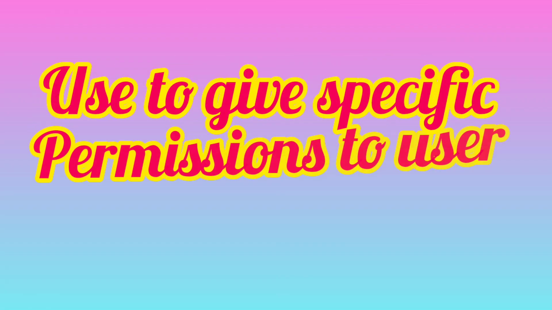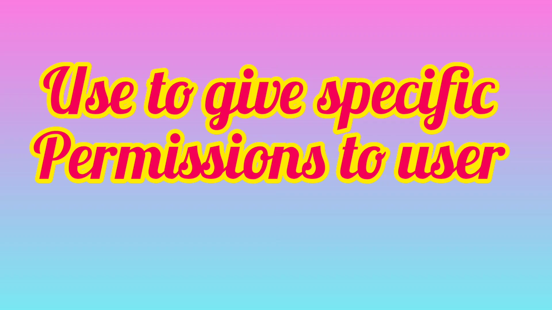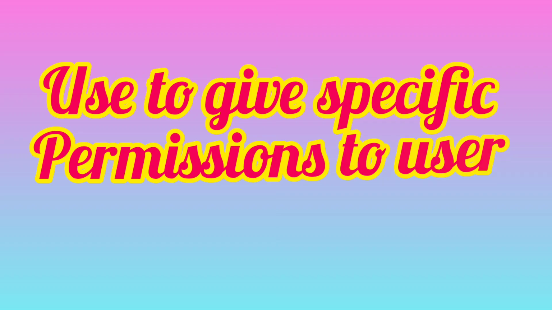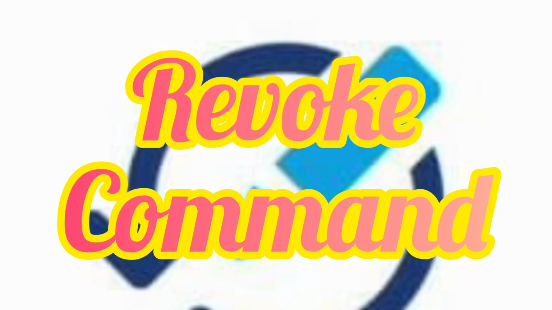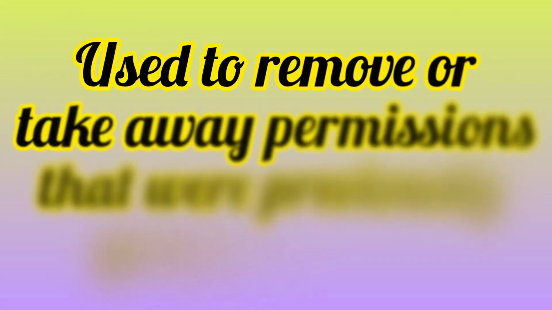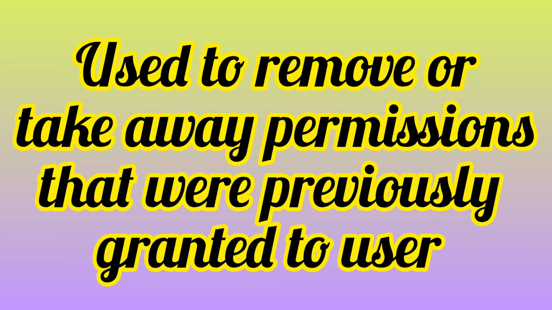The grant command in SQL is used to give specific permissions or privileges to users on various database objects like tables, views, and procedures. These permissions could be things like the ability to select, insert, update, or delete the data in a database. Now, let's talk about the revoke command. The revoke command in SQL is used to remove or take away permissions that were previously granted to a user. If a user no longer needs certain permissions, the revoke command is used to revoke them.